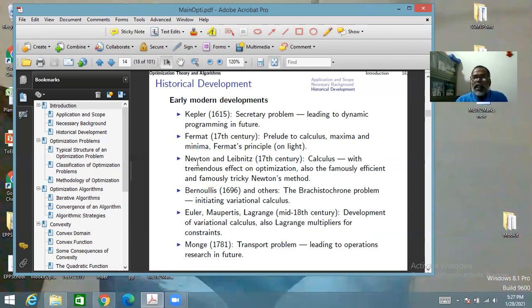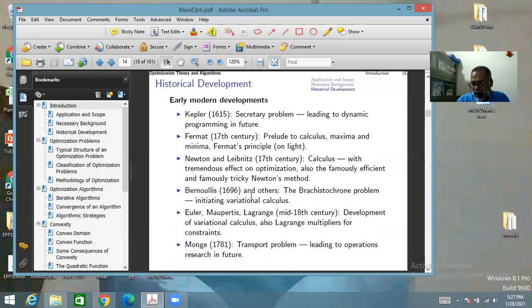And then, of course, immediately after that, Newton and Leibniz properly developed calculus with tremendous effect on optimization, because nowadays most optimization formulations talk about calculus in some way or the other. And of course, famous Newton's method for optimization, that is also a development of this time to begin with. Later, people polished it, of course.